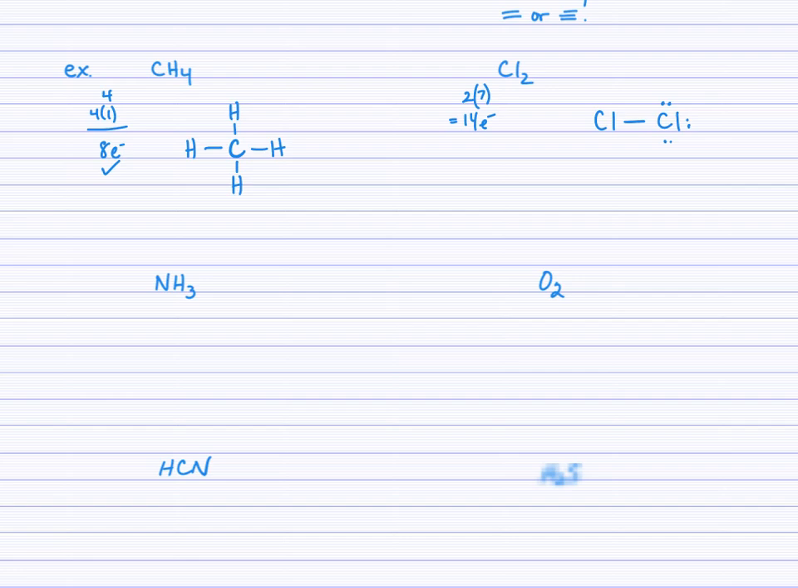That chlorine's now stable, and I need to get up to 14 electrons. So I come over to the other chlorine, 10, 12, 14. Is each atom stable? Yes. Do I have 14 electrons in the picture? Yes. Moving on.